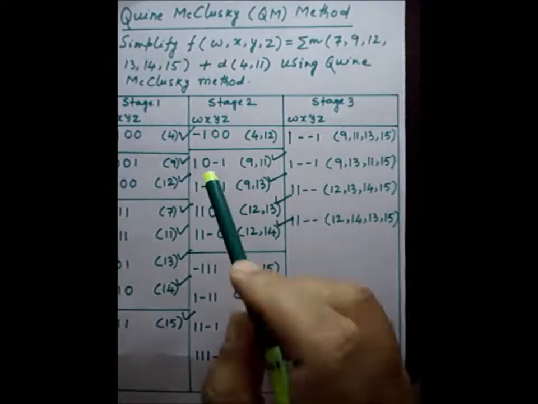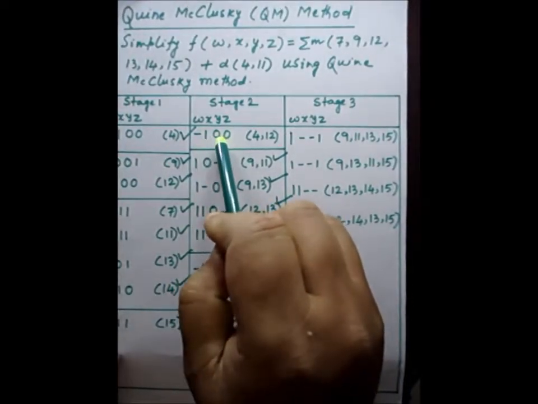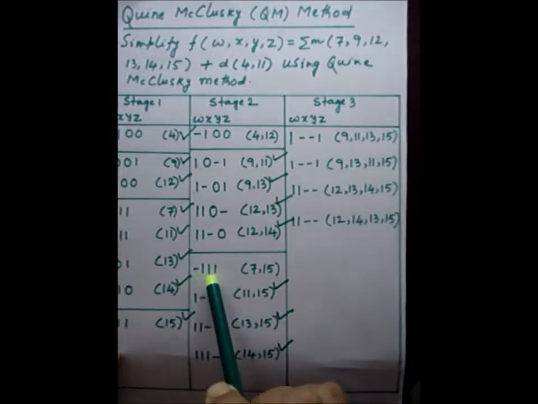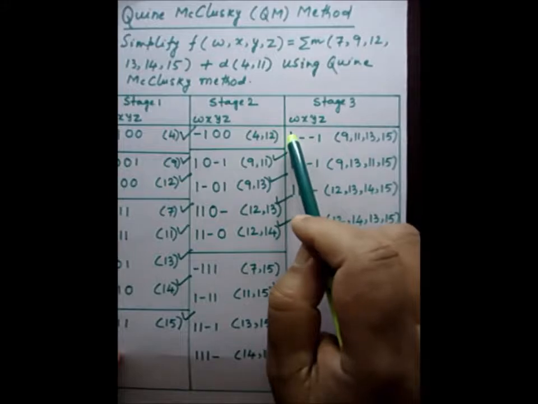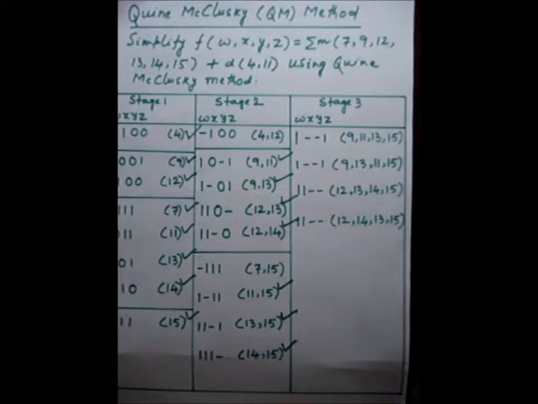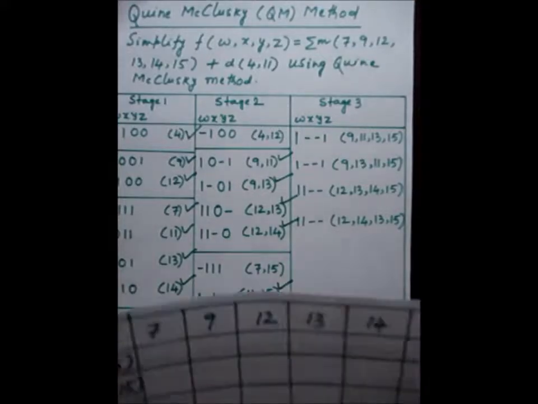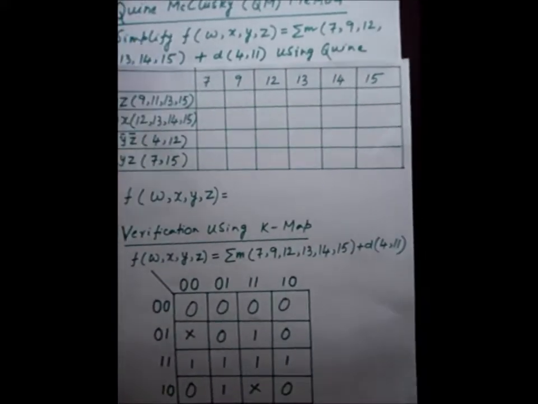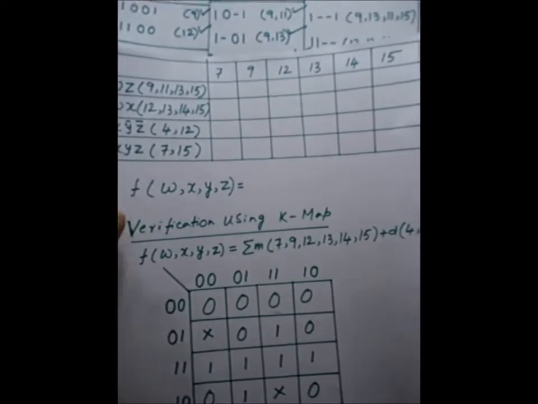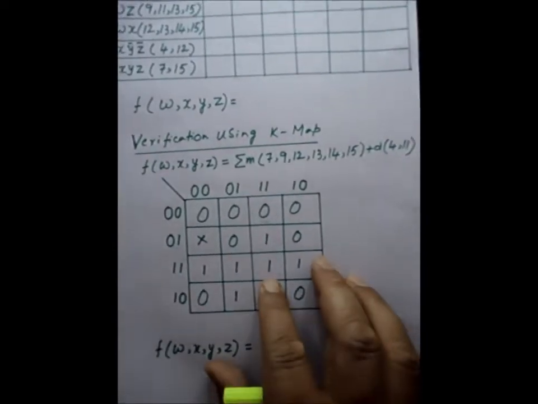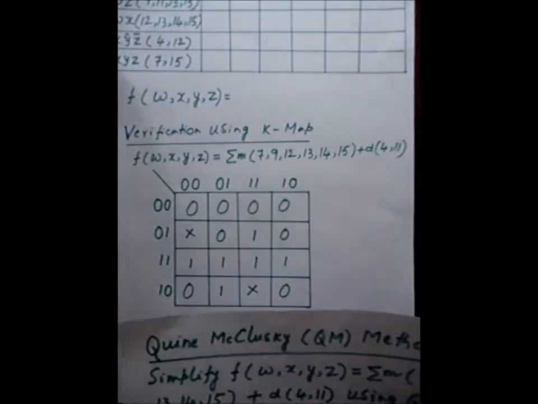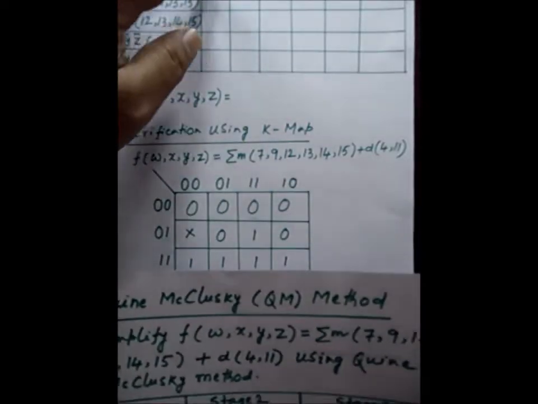Here prime implicants are x, y bar, z bar, and another is x, y, z, and here w, z, here w, x. These are the 4 prime implicants. After that, we come to this table here. Here we write the prime implicants, whatever we got, in the table, and then we write the min terms.